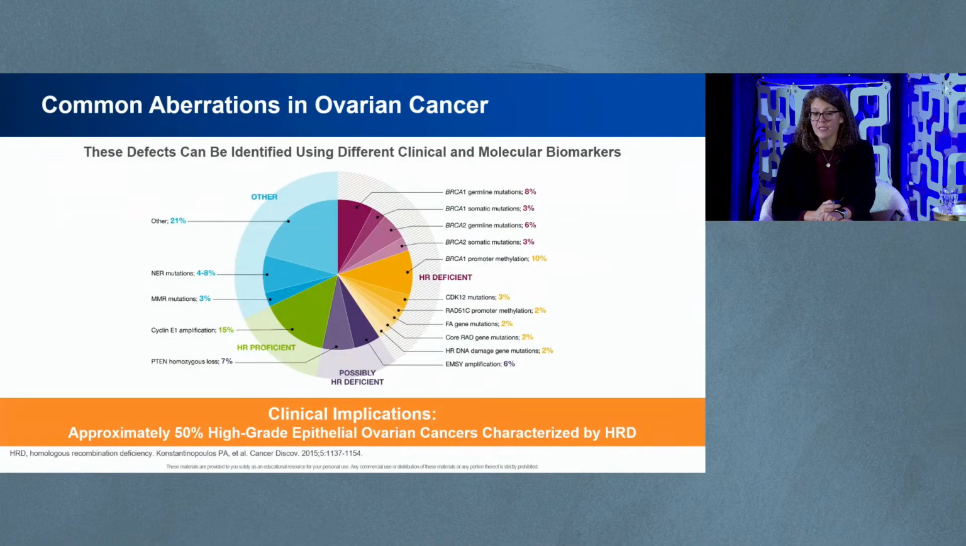The other thing that's important to understand, it's not only these genetic tests that lead to homologous recombination defect, but there are other factors as well. And so if you look at all ovarian cancer patients, about half are characterized by homologous recombination defect. And again, this should have implications for their primary treatment.